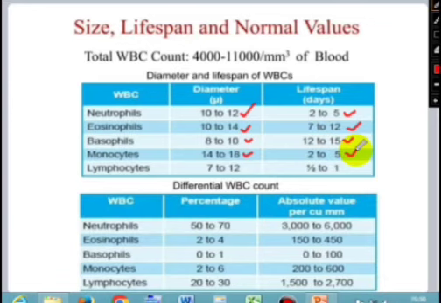For lymphocytes, the diameter is 7 to 12 microns. And they can only live for about half a day, minimum of a half day, and maximum of 1 day.